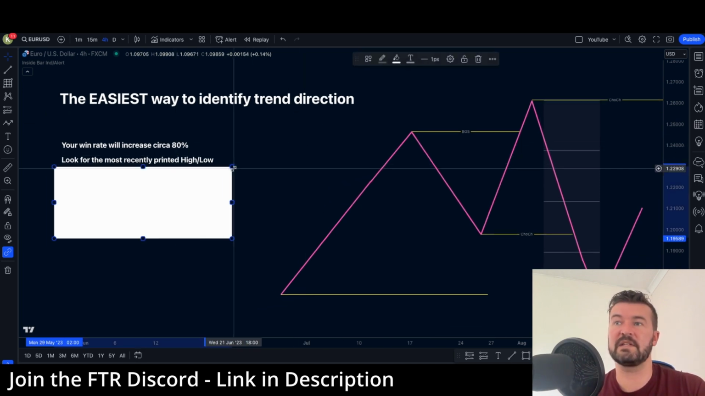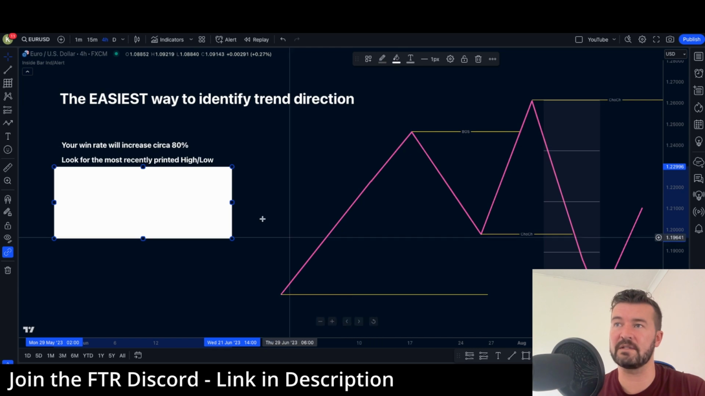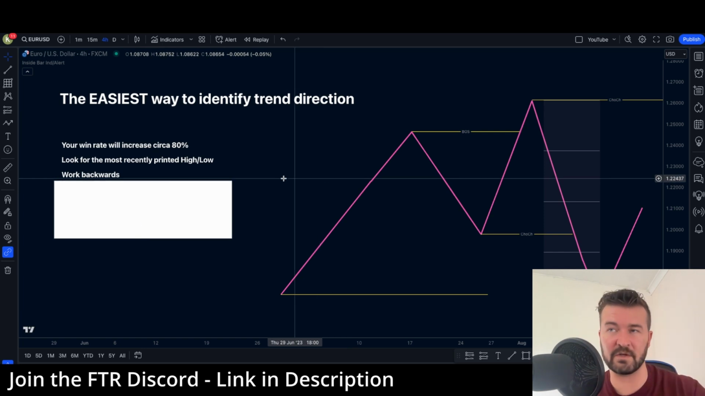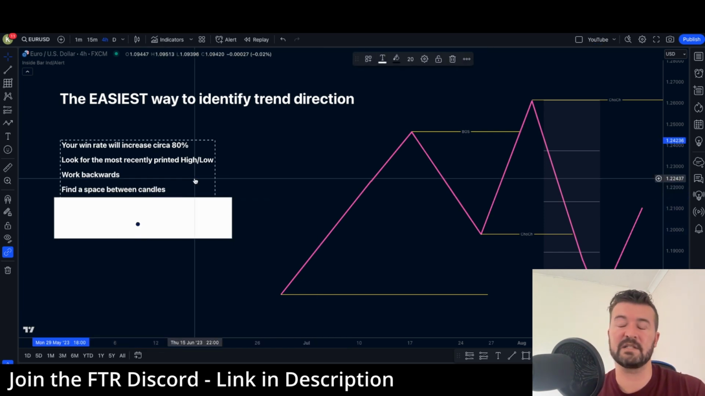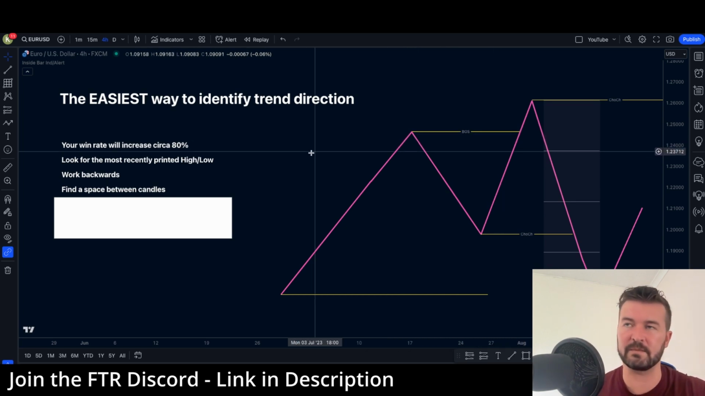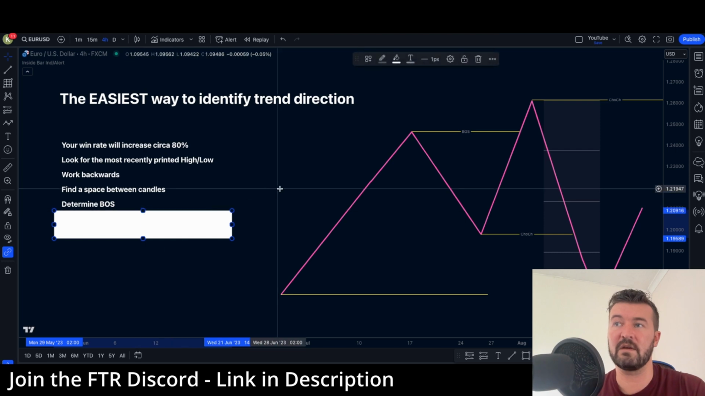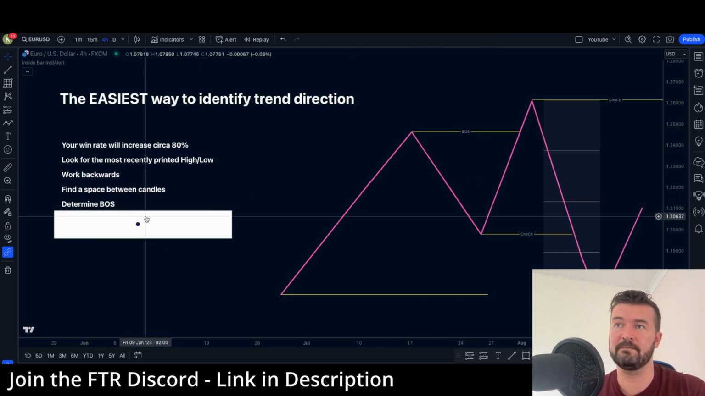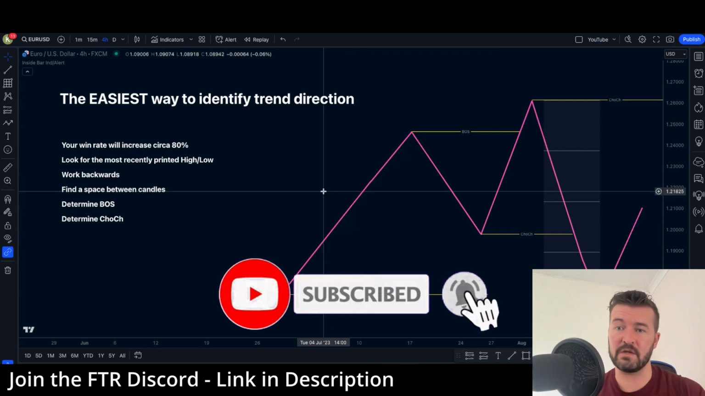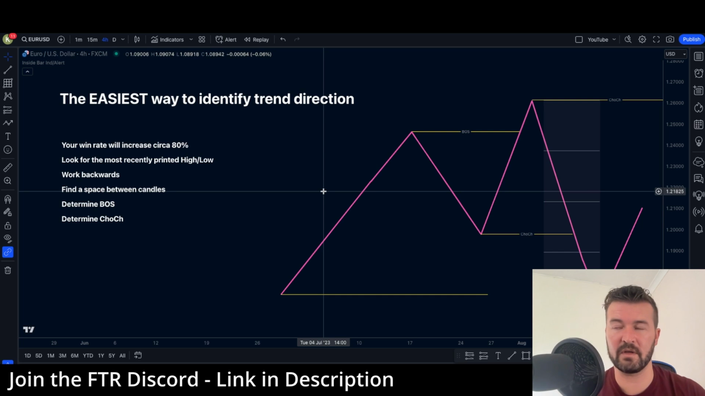So this is the step-by-step, which I probably should have gone through before. You look for the most recently printed high or low. So that was the high, that was the low. Then you work backwards. We're going to do that when we look at the charts in a second. Then you find a space between the candles, i.e. this. So you have the pullback happen, and there's now a gap between the candles, but when we're working backwards, we'll be able to do it a little bit clearer. Determine BOS. There we go, we figured that out. Determine CHoCH. We figured this one out. And then you just rinse and repeat. So you always want to be taking trades in the direction of BOS, not really with CHoCH.